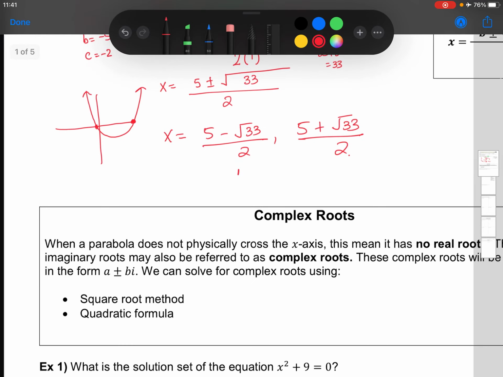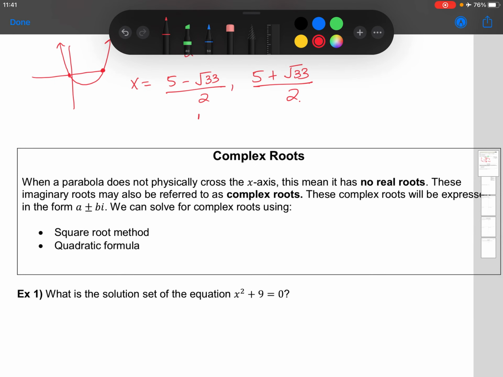Okay, so when a parabola does not physically cross the x-axis, this means it has no real roots. So in the above question, I showed you that the graph was crossing the x-axis at 2 points, right? Whether it's open up or down, whenever it touches the x-axis, that tells you the number of roots there are. But with complex roots, your parabolas will be either up in the air like this or down here. Those are just a few examples. It'll never touch. Basically, they'll never ever touch your x-axis. Never. So that's what it means by no real roots.